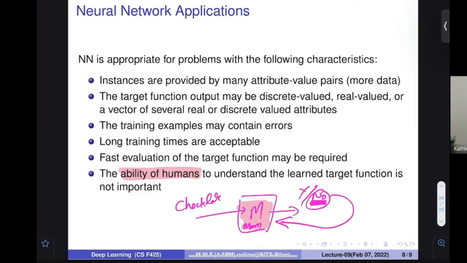Most of the models we see in machine learning have interpretation. A very good example is the decision tree, which has very high interpretability. But neural network based systems have very low interpretability. They give you yes or no, but these fractional values, what do they mean? Many times we would not be able to find out the meaning. So interpretability is an issue. If the ability of humans to understand the learned target function is not important, fine. If it is important, then going for a neural network is not a good choice. You should go for other things.